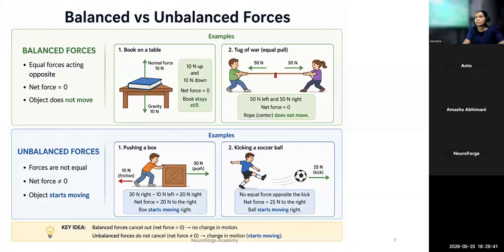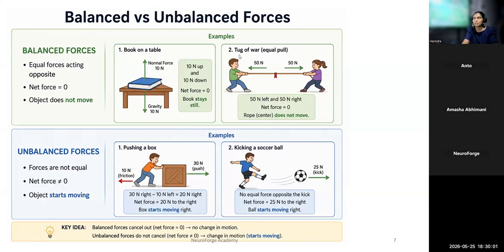Here you can see some examples. A book on a table. You know, there is a gravitational force applied on any kind of object on the earth. So that is balanced with the normal force applied by the table. That's why the book on the table stays still.